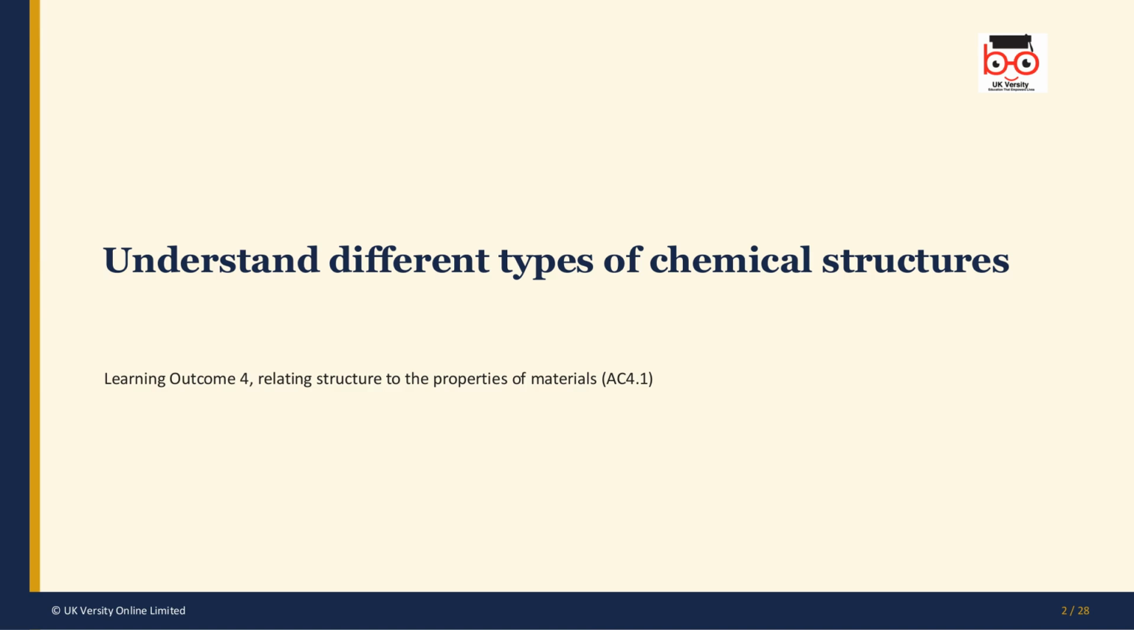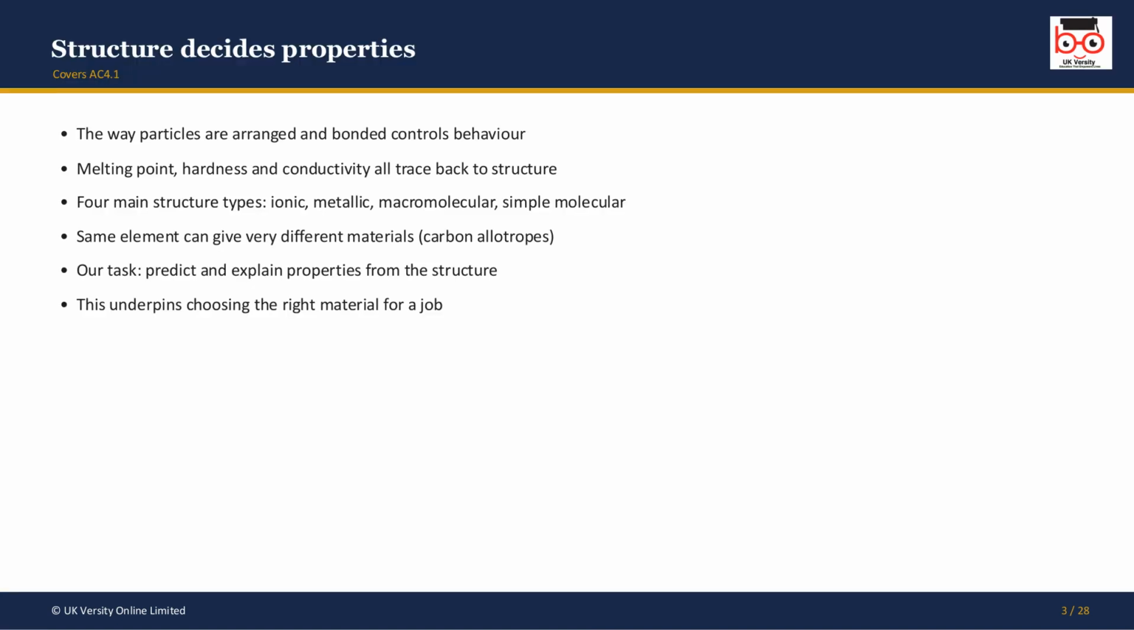In this outcome, we look at how a material's structure decides its properties, working through ionic, metallic, macromolecular, and simple molecular types, and the remarkable allotropes of carbon. Let's begin. The big idea here is simple but powerful.